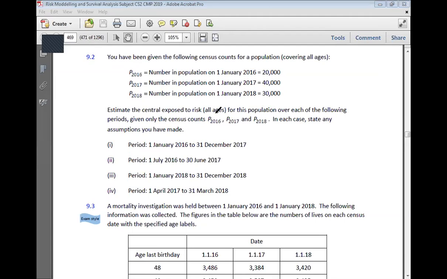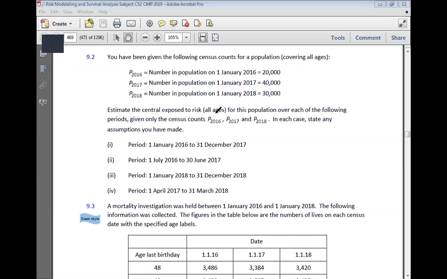You have been given the following census count for the population covering all ages. Estimate the central exposed to risk for this population over each of the following periods using only the census count: pre-2016, pre-2017 and pre-2018. In each case, state any assumptions you have made. All right, so whenever we are talking about the assumptions, you will always have to assume the linearity, right? And that is the very crux of the approximation that we are trying to make here.